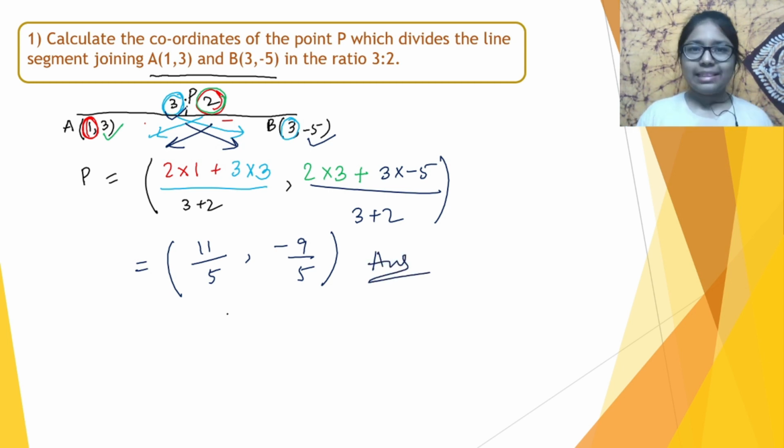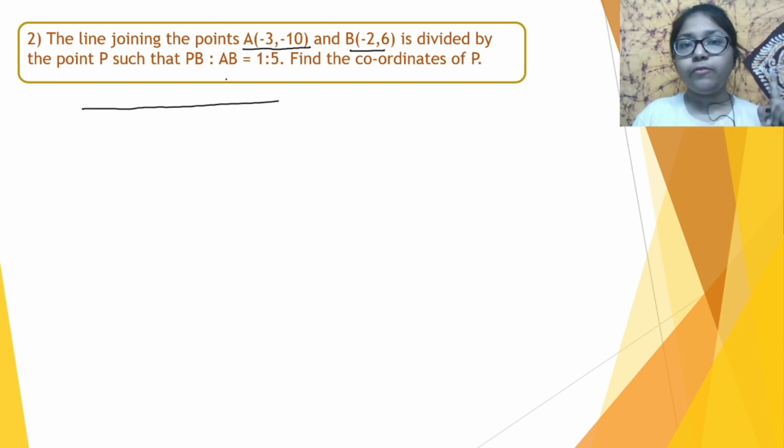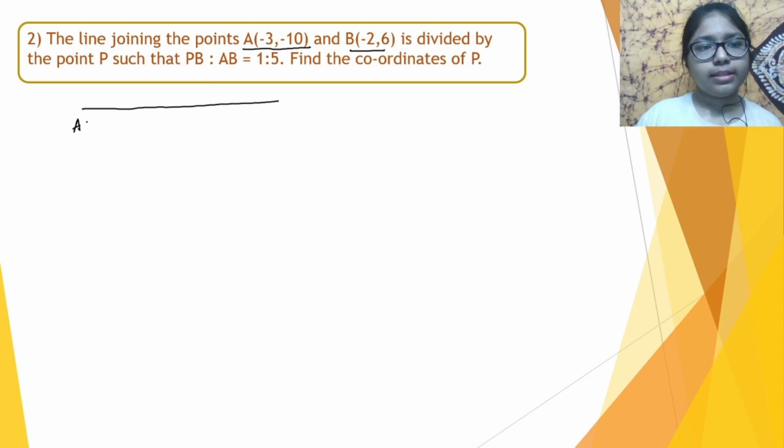This is the answer. Let's solve another problem. The line joining the points A (-3, -10) and B (-2, 6) is divided by the point P such that PB is to AB equals 1 is to 5. Find the coordinates of P. So first step is draw the line. Write what is given in the question. This is a point A (-3, -10). This is a point B (-2, 6), divided by the point P, such that PB is to AB is 1 is to 5.